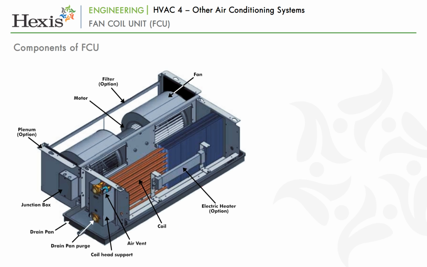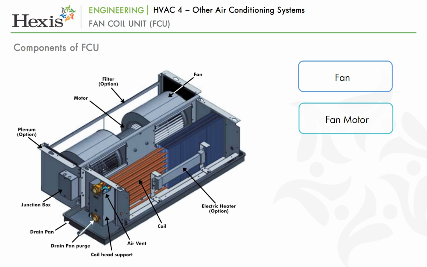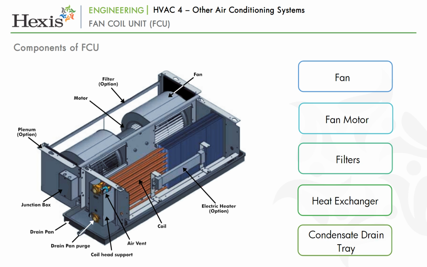Let us now look at the components of an FCU. FCU is made up of 5 main components: fan, fan motor, filters, heat exchanger, condensate drain tray. Now we will study each component in detail.